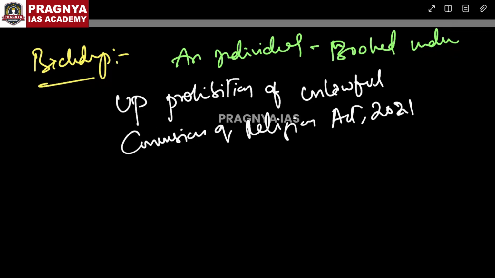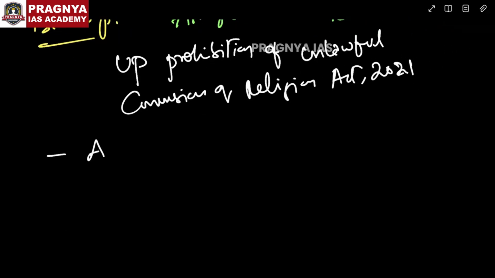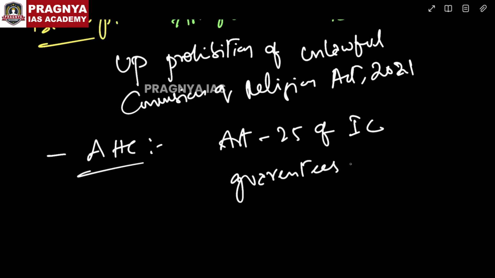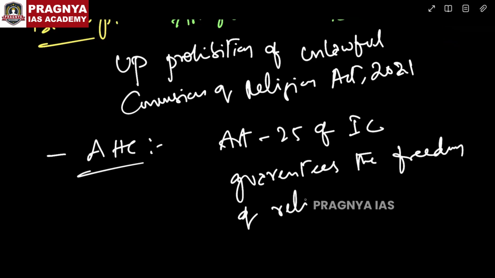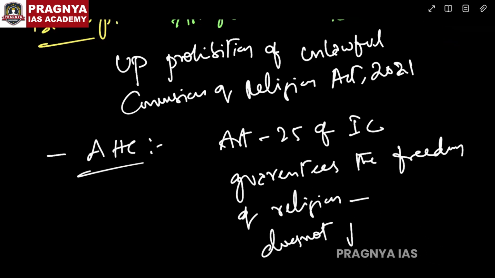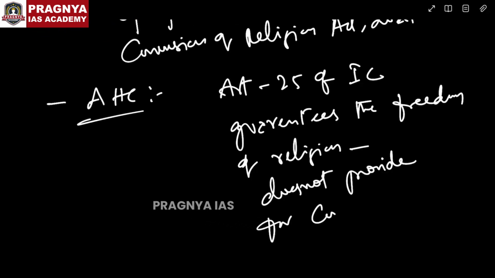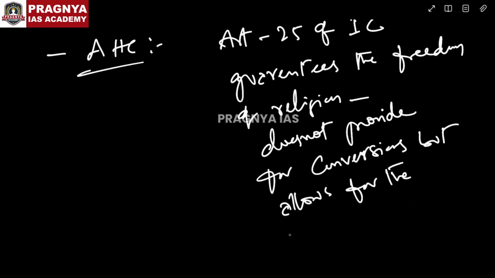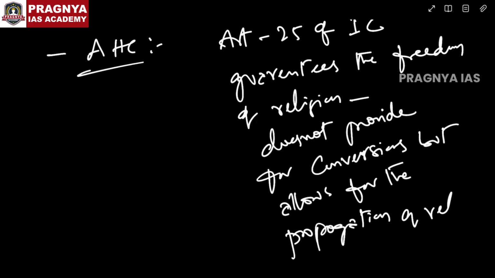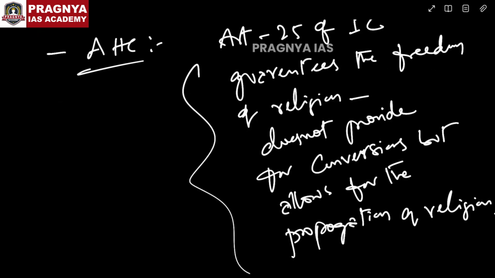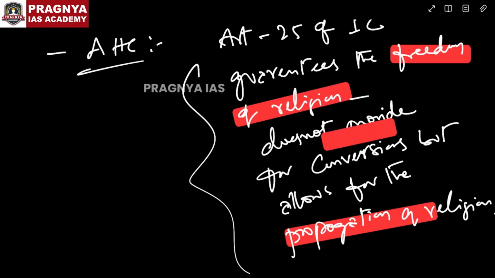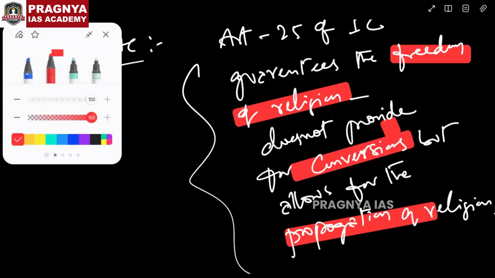the unlawful conversion activities. And the Allahabad High Court observations on religious conversions were like, the Allahabad High Court clearly stated that Article 25 of the Indian Constitution guarantees the freedom of religion, but it does not provide for conversions, but allows for the propagation of religion. So what you should understand here, it is very clear that it is freedom of choice and propagation is allowed, but not conversions.